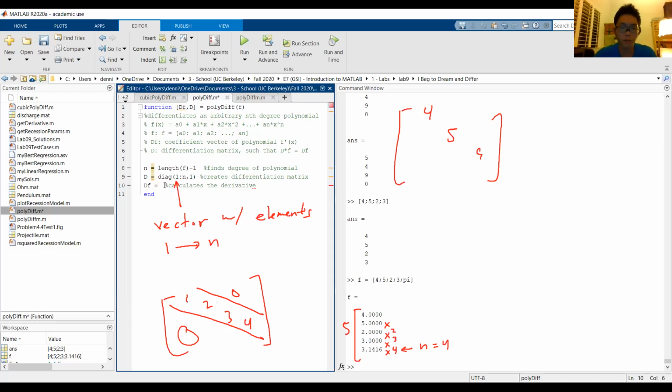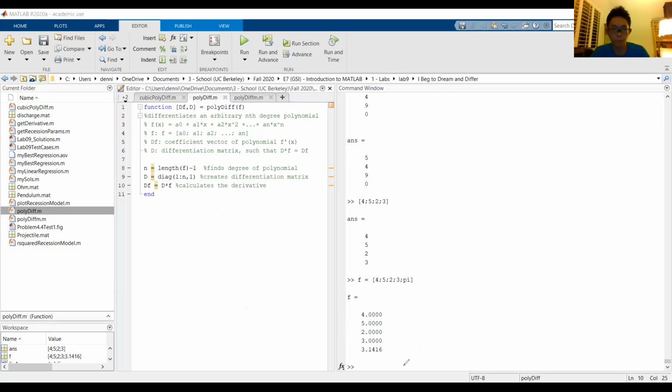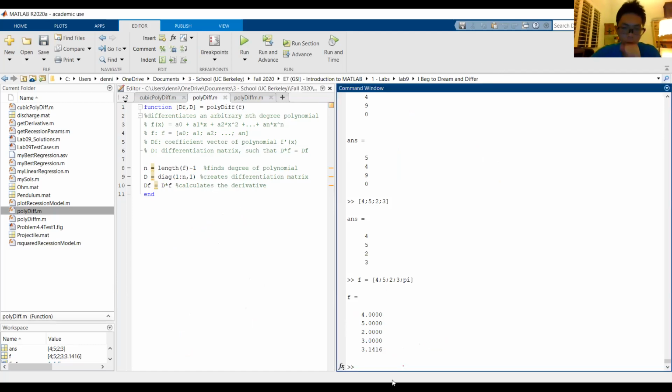Okay, df, that's the same thing, d times f. I don't think I'm spoiling anything by saying that. All right, clearing in 3, 2, and 1. Let's test it out. We have our f as this one. It's like a 4-degree polynomial.